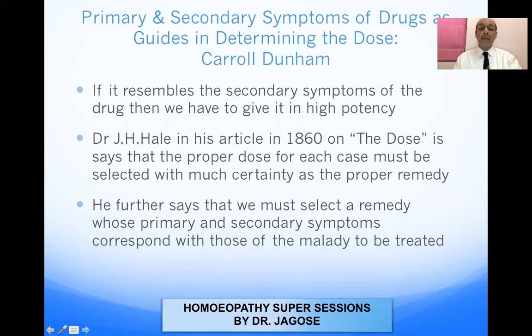Dr. J.H. Hale, in his article in 1860 on the dose, says that the proper dose for each case must be selected, which must be certain as the proper remedy. He further says that we must select a remedy whose primary and secondary symptoms correspond with those of the malady to be treated. So Dr. J.H. Hale is of the opinion that both the primary and the secondary symptoms have to be taken into consideration.